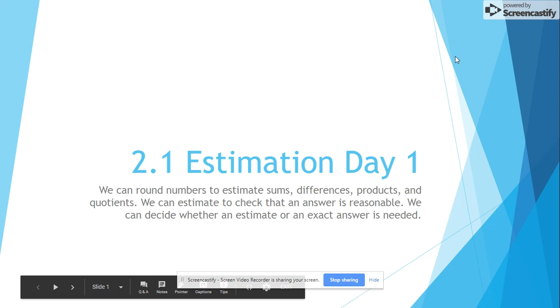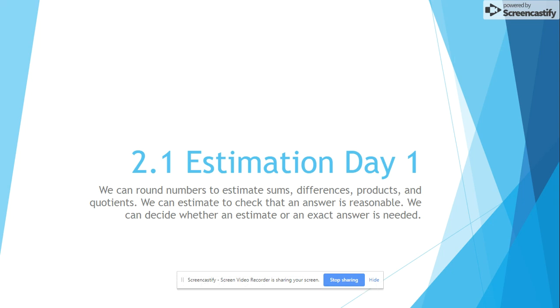Hello, fourth graders. Welcome to Chapter 2, our chapter about estimation, and this is Lesson 1. In this lesson, we're going to be rounding numbers to estimate sums, differences, products, and quotients. We will also be estimating to check that an answer is reasonable. And finally, we will decide whether an estimate or an exact answer is needed.